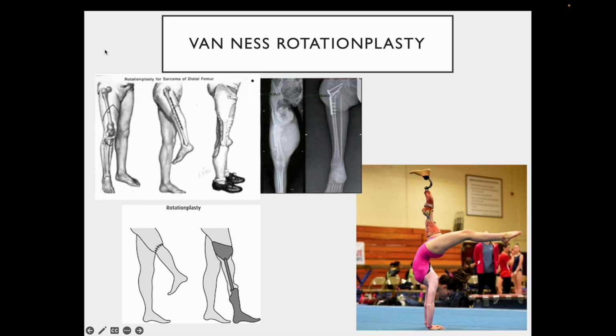The reason I think I haven't seen one of these in my career is that sarcoma is a very aggressive disease, and some of these children do not survive into adulthood. Otherwise, if they do, they may become more physically conscious as they get older. And I am aware of one patient who requested that her Van Ness rotationplasty be changed to a transfemoral amputation.